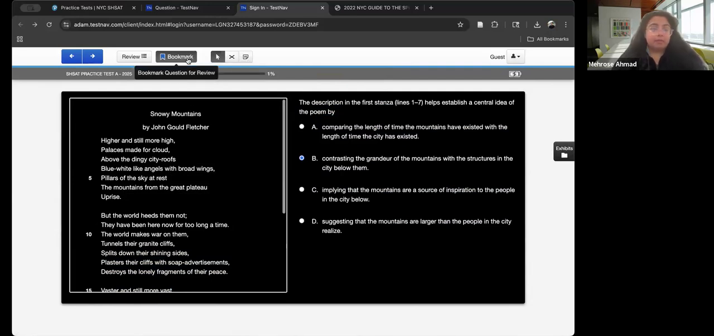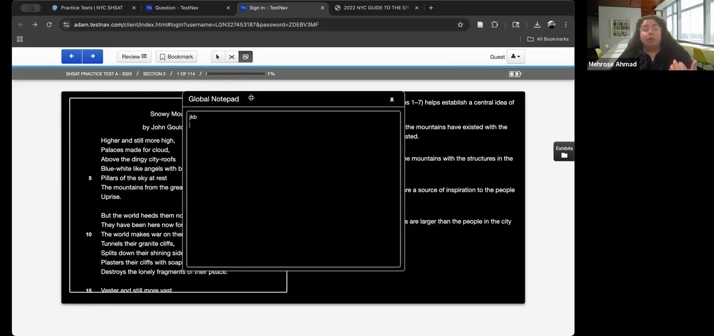And now we have our bookmark features, right? So if you want to go back to something and flag that it's confusing to you, that's something to look at. If you want to eliminate answer choices, this is something I wanted to show you. This is very nice, the way that they make it so obvious you've eliminated this choice. Now it's not even a consideration. And again, the global notepad.